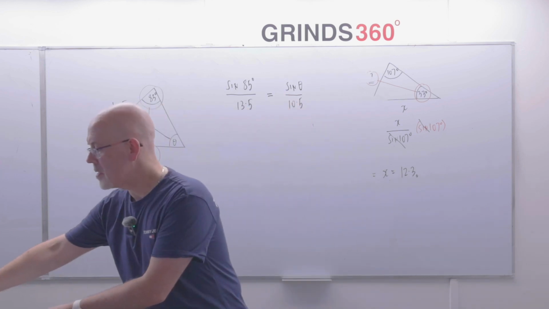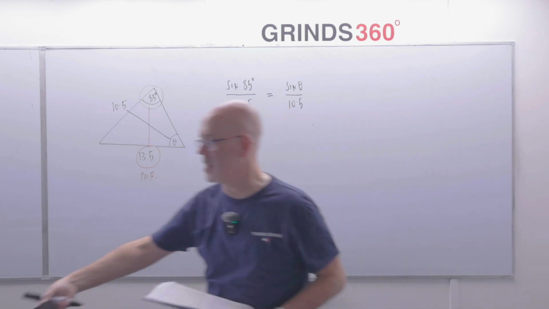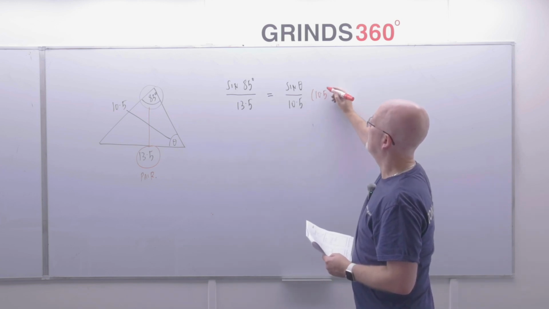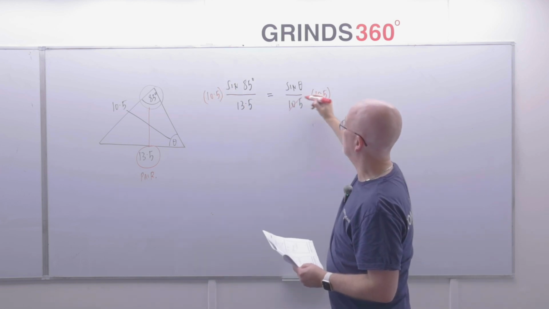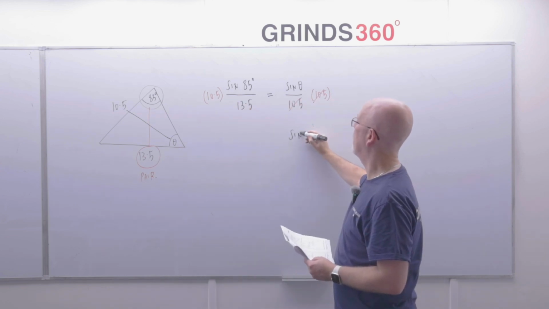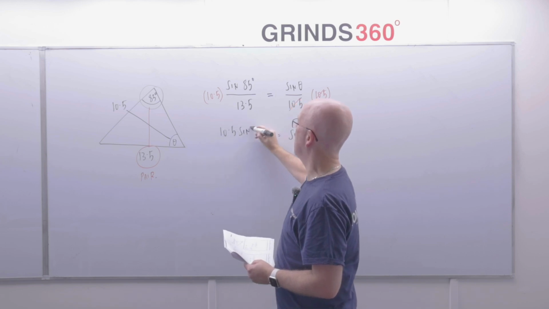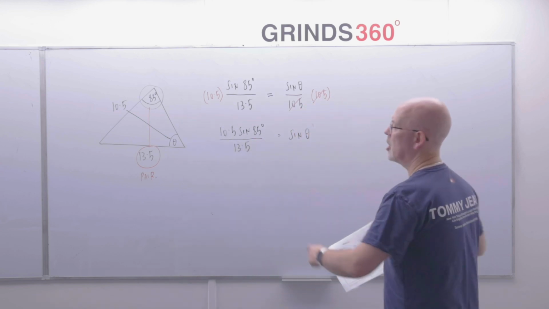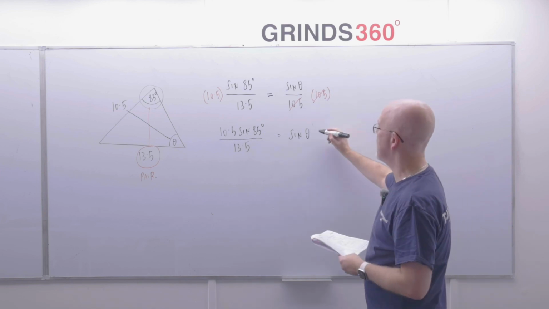Okay? So now, as before, to remove that 10.5 on the right-hand side, I'll multiply both sides by that denominator. So I'll multiply this side by 10.5, I'll multiply this side by 10.5, right? And as always, they will cancel on the right-hand side. So I'm just left with sine theta. Okay? And over here, we get 10.5 times sine 85 degrees all over 13.5, right? And again, I'll just pop that into my calculator as it appears there, and that comes out at around about 0.7748.